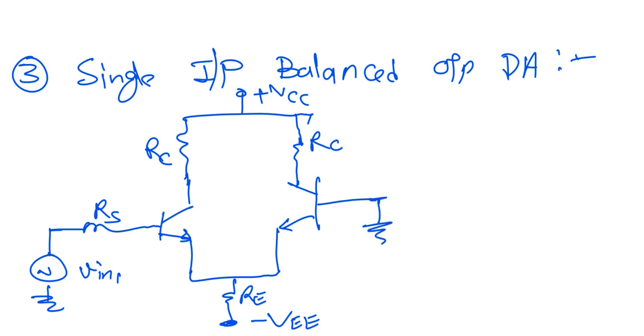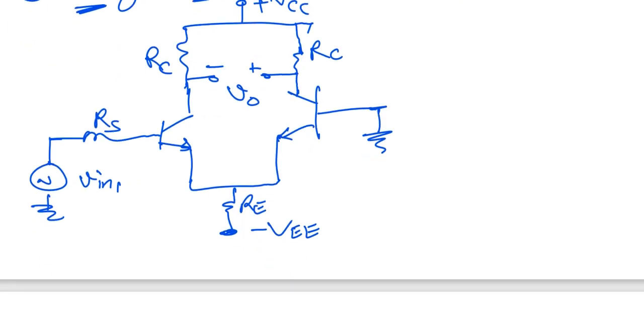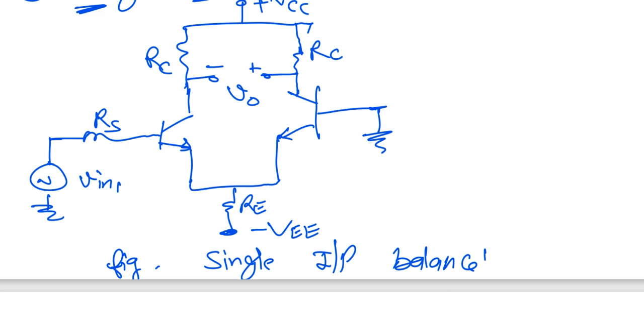Okay, so that's why it is a single input, and it is a balanced output, so I have to take output between two collector terminals, plus minus V0. Here is the output. So this is the figure of single input balanced output.